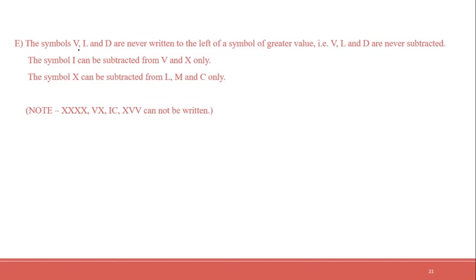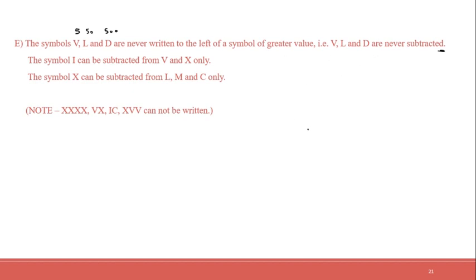The symbols V, that means 5, L, that means 50, and D, that means 500, are never written to the left of a symbol of greater value. That is, V, L, and D are never subtracted. Okay, first let's understand till here.